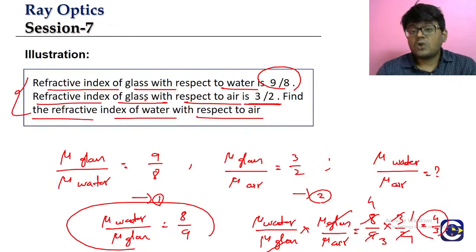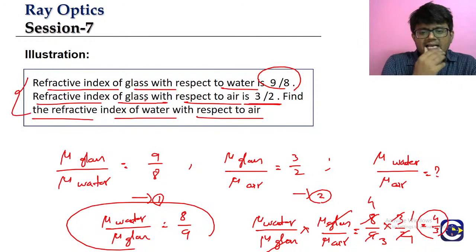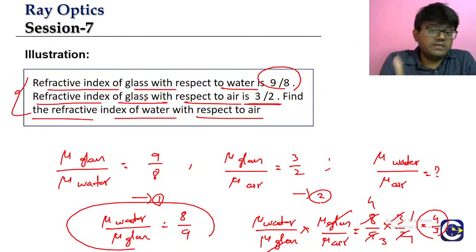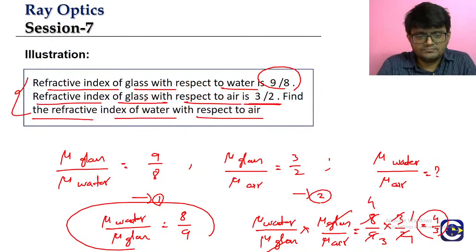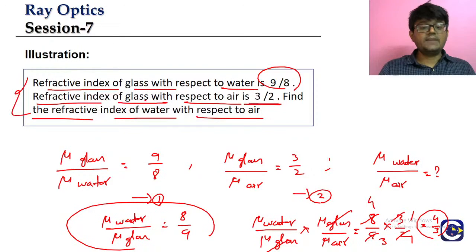Maybe some of these common refractive index values we can remember. Look at glass: 3/2 means approximately 1.5. Glass itself is not one glass, we have different types of glasses. And what about the refractive index of water? It is 4/3, which means approximately 1.33.